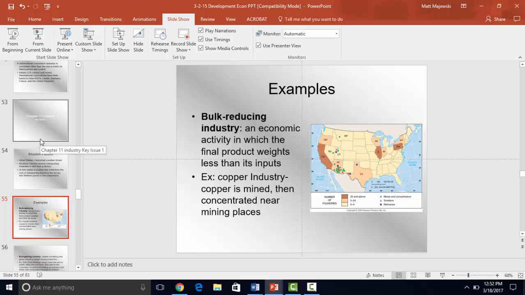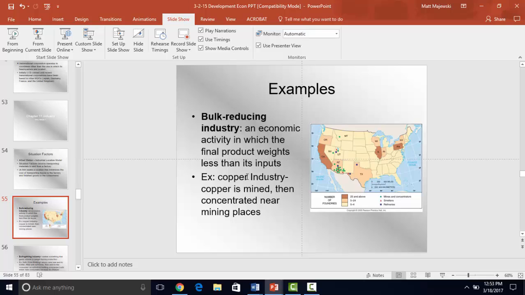Bulk reducing industries are industries where the inputs, the resources that are used to produce them, weigh more than the final product. For instance, the copper industry. Copper is mined, then concentrated near mining places. So what we mean there is copper mining companies have to mine underground. They have to dig up huge amounts of rock and dirt to try to find and extract the copper.